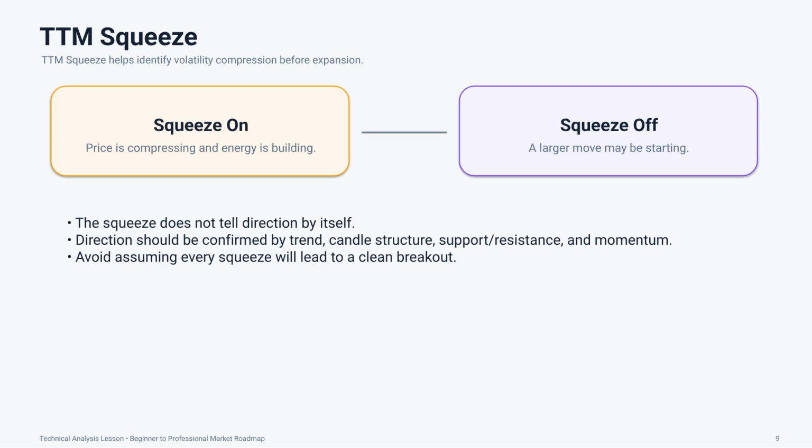The beginner mistake is assuming every squeeze will lead to a clean breakout. That is not true. Sometimes the squeeze releases and price fails. Sometimes it breaks out for a short time and then reverses. The teaching point is this. TTM squeeze helps us recognize when the market may be preparing for a bigger move, but price action and trend must help us decide the direction.